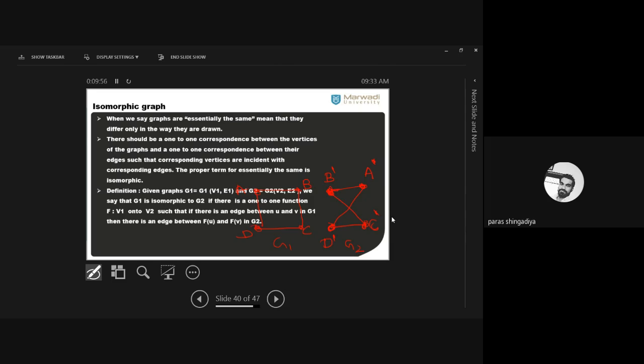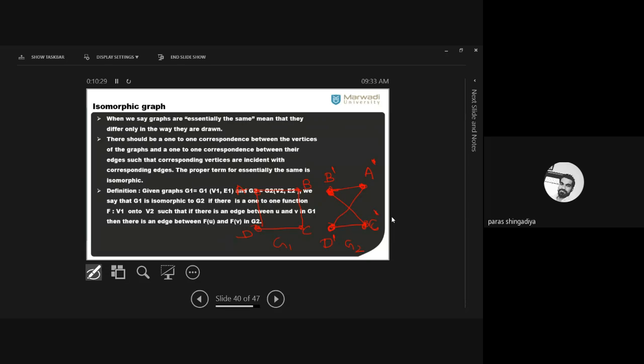That is, u and v are two vertices, and there is an edge between u and v in G1. So what we have to verify is that there should be an edge between f of u and f of v in G2, meaning the image of u and the image of v. So an edge should exist between the images A dash and B dash. Clear? If it is true for all such pairs, then these two graphs are isomorphic.